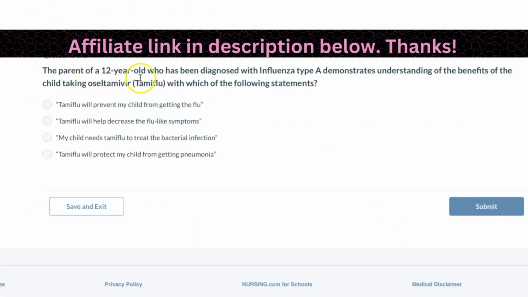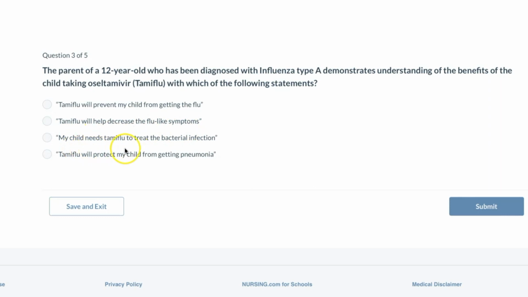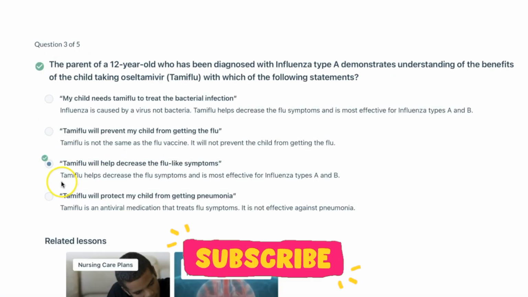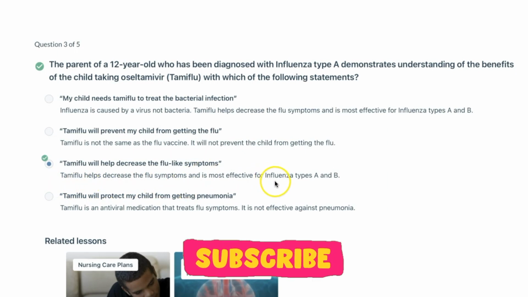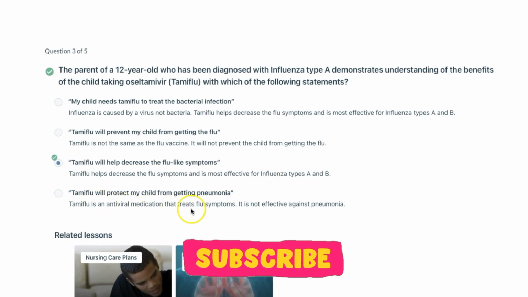The parent of a 12-year-old who has been diagnosed with influenza type A demonstrates understanding of the benefits of the child taking Tamiflu with which of the following statements? Tamiflu will prevent my child from getting the flu. Tamiflu will help decrease the flu-like symptoms. My child needs Tamiflu to treat the bacterial infection. No, it's viral. Tamiflu will protect my child from getting pneumonia. Tamiflu helps decrease the flu symptoms and is most effective for influenza types A and B. Tamiflu is an antiviral that treats flu symptoms and is not effective against pneumonia.